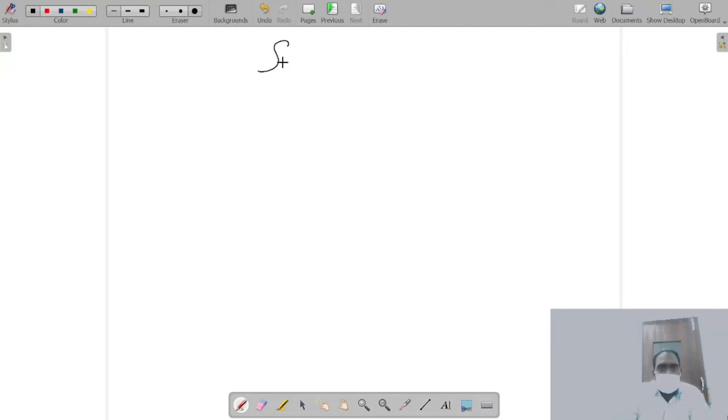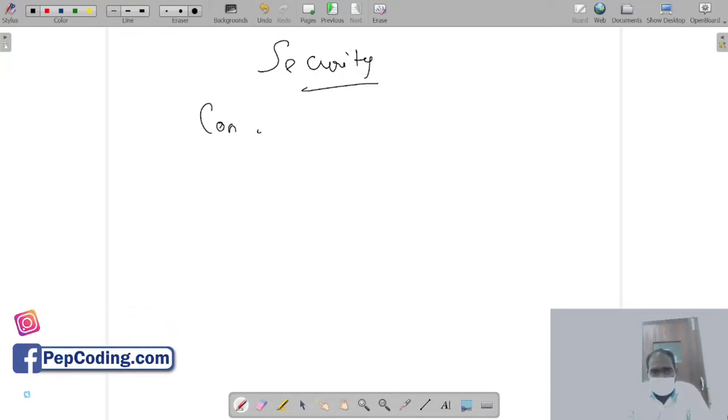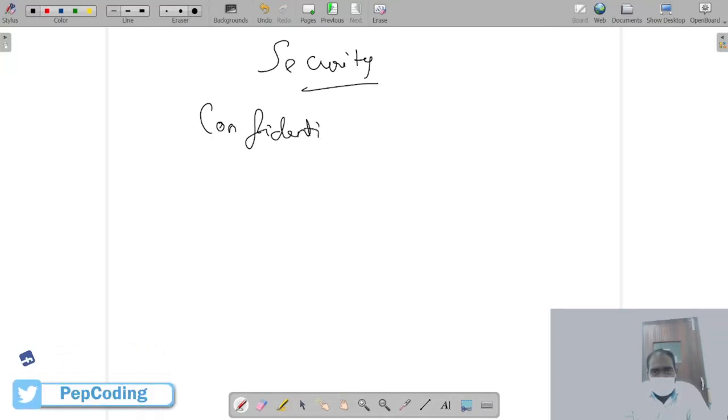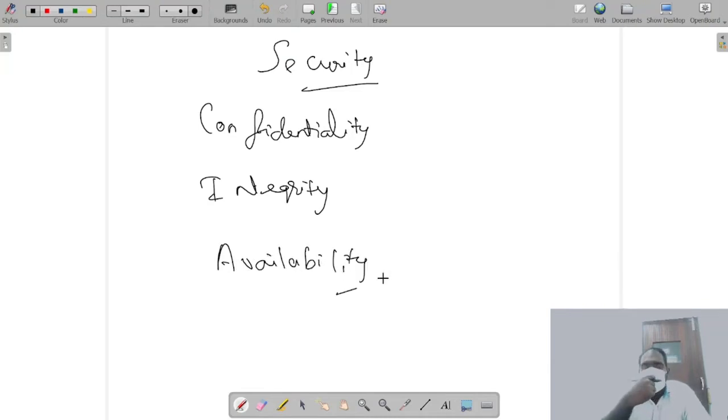This is security. So when we say security in computer networks, what do we mean exactly? When we say security, we mean three things. That is confidentiality, integrity, and availability. When we say security, it means these three things.